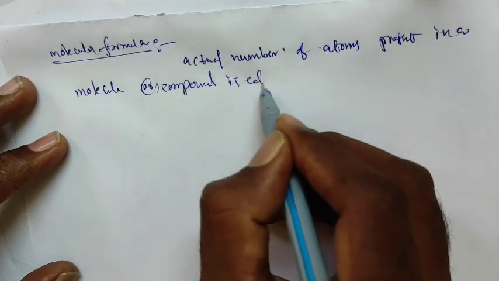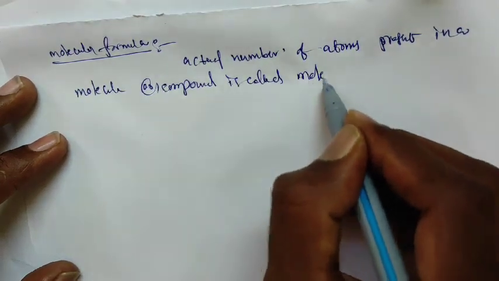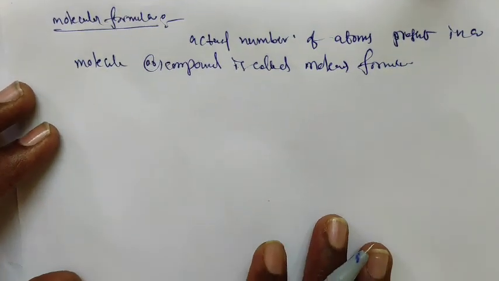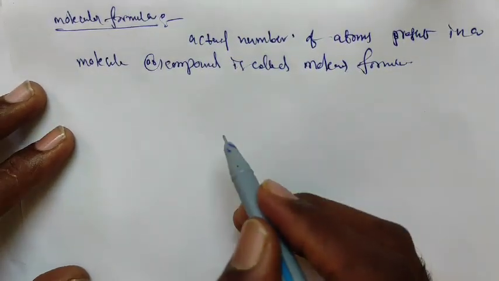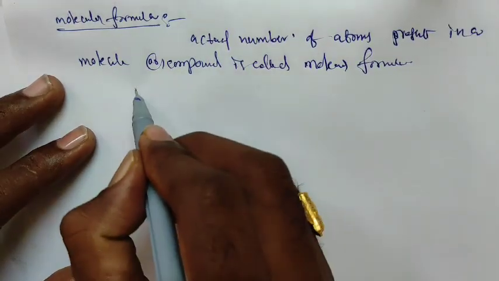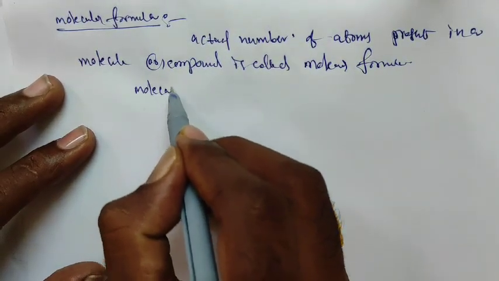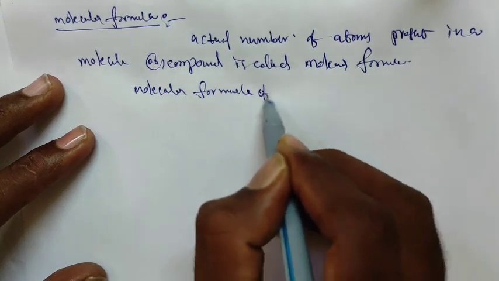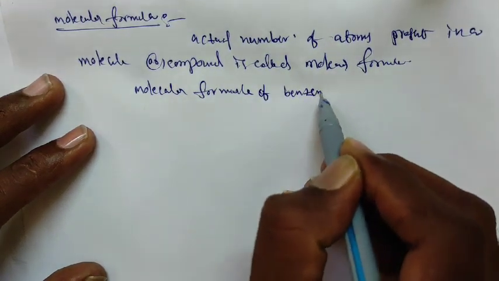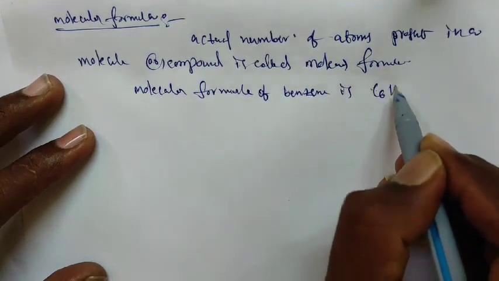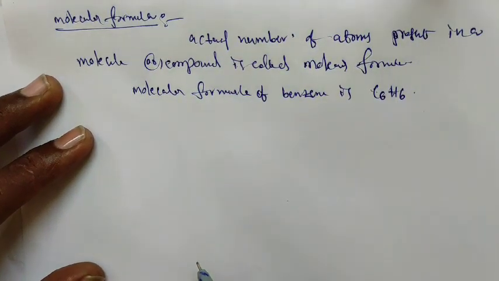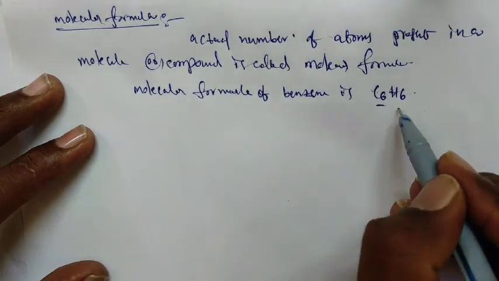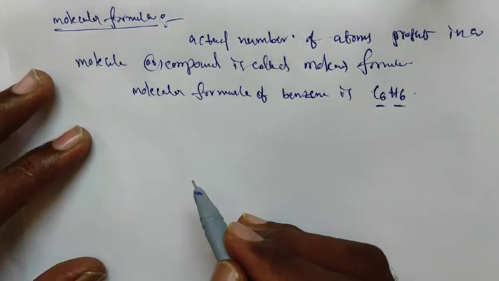This is called molecular formula. So the molecular formula of benzene, for example, is C6H6. This indicates that benzene has 6 atoms of carbon and 6 atoms of hydrogen combined.